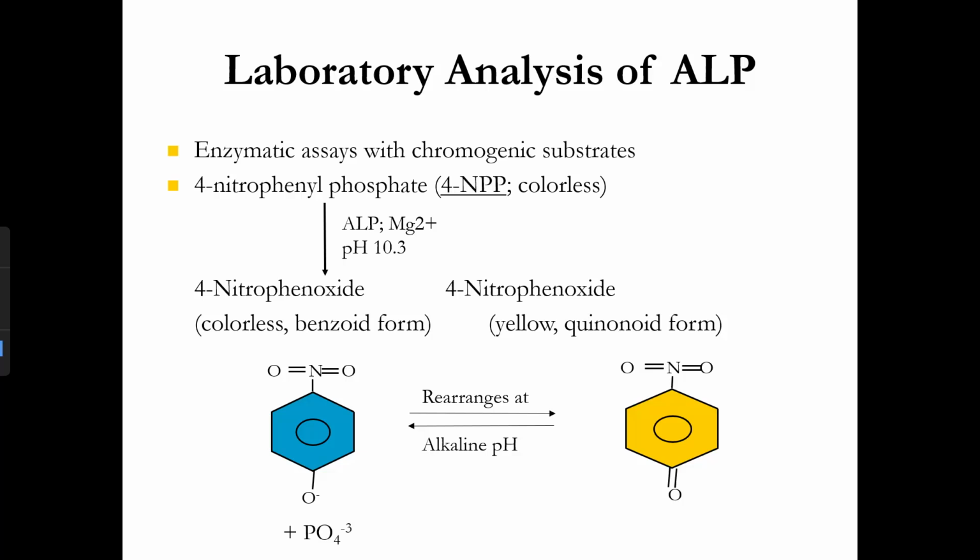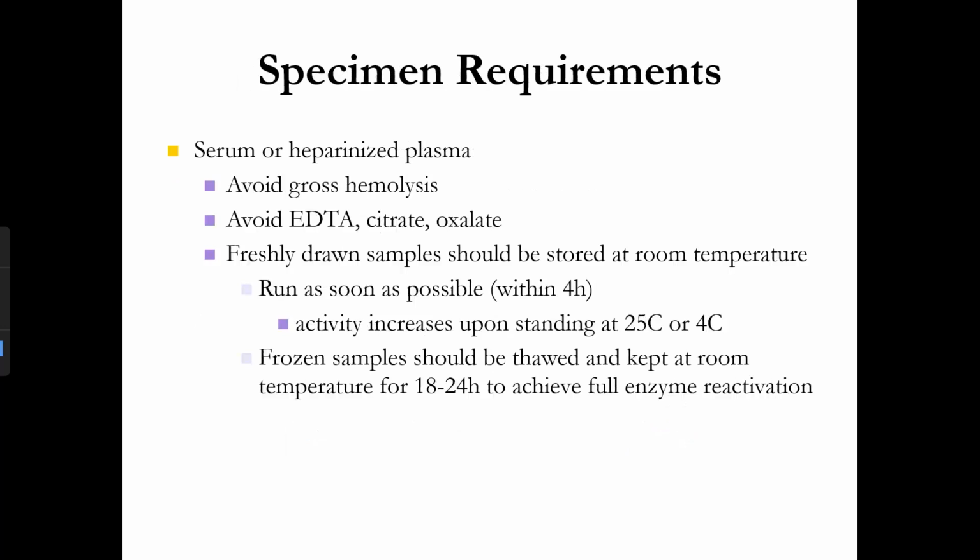Laboratory analysis of ALP: enzymatic assays with chromogenic substrates. So we treat it, we use enzymes, and then we're going to measure the color change spectrophotometrically. Specimen requirements: serum or heparinized plasma, avoid gross hemolysis, avoid EDTA, citrate, and oxalate. Freshly drawn samples should be stored at room temperature. Run as soon as possible, within 4 hours. Activity increases upon standing at 25 degrees Celsius or 4 degrees Celsius. Frozen samples should be thawed and kept at room temperature for 18 to 24 hours to achieve full enzymatic reaction.